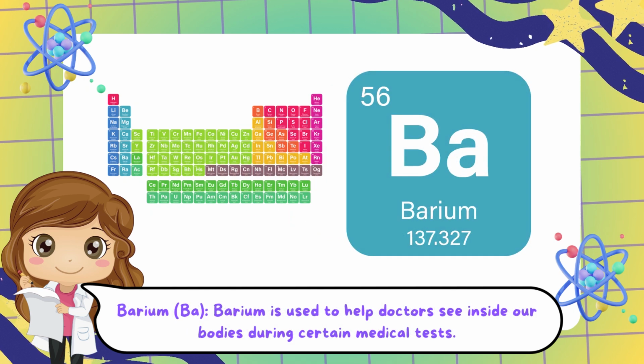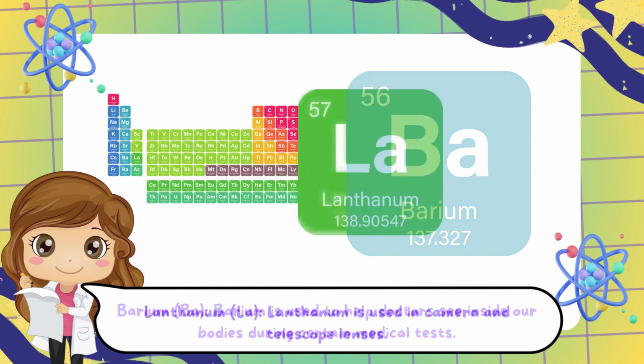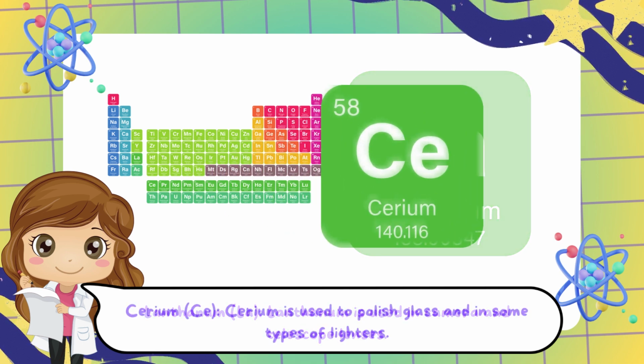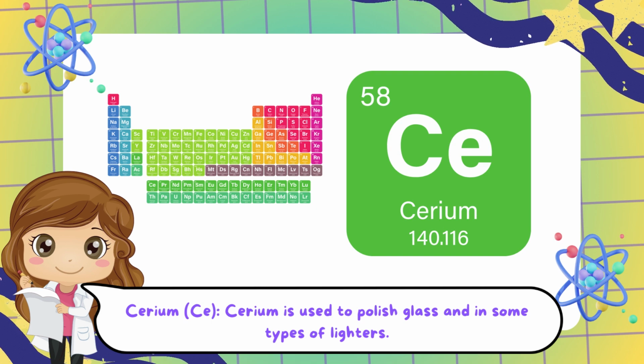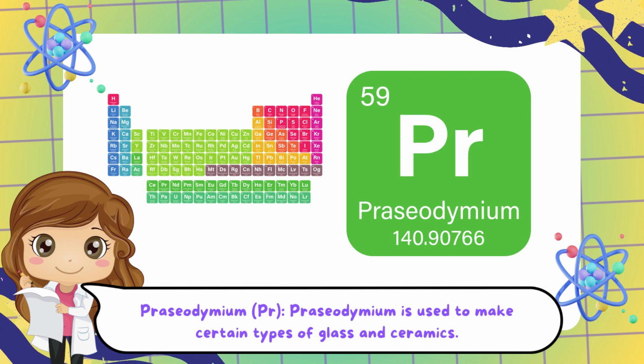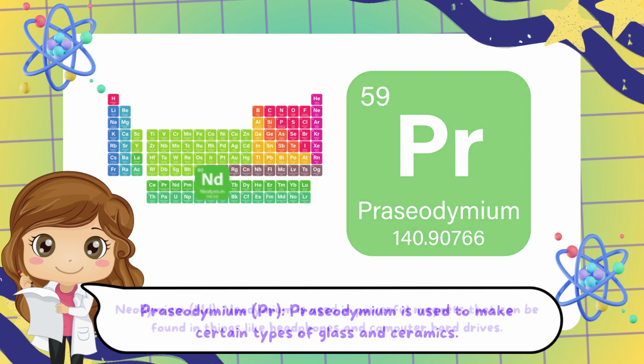Barium, B-A. Barium is used to help doctors see inside our bodies during certain medical tests. Lanthanum, L-A. Lanthanum is used in camera and telescope lenses. Cerium, C-E. Cerium is used to polish glass and in some types of lighters. Praseodymium, P-R. Praseodymium is used to make certain types of glass and ceramics.